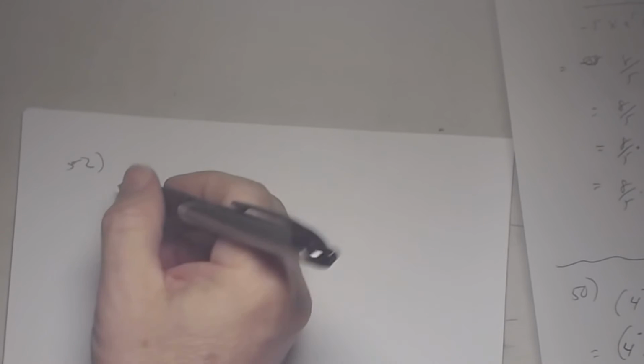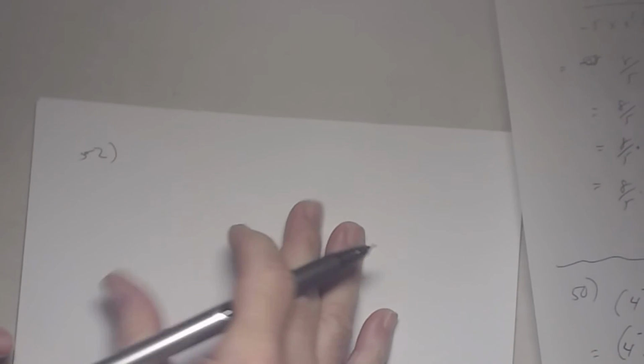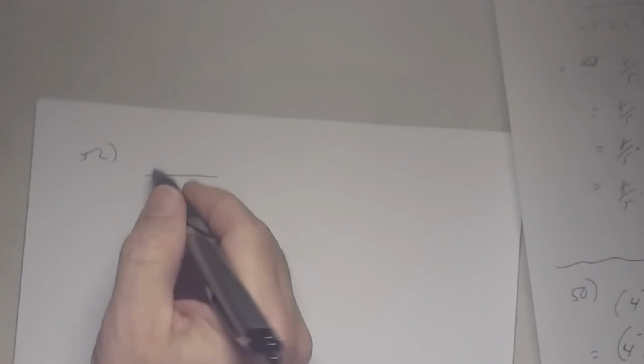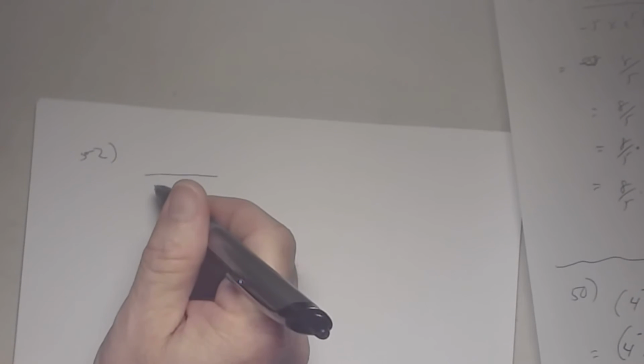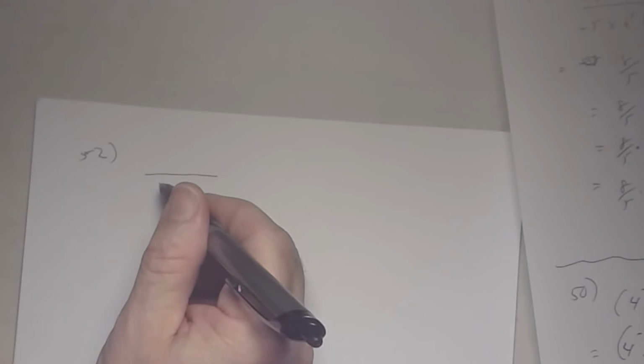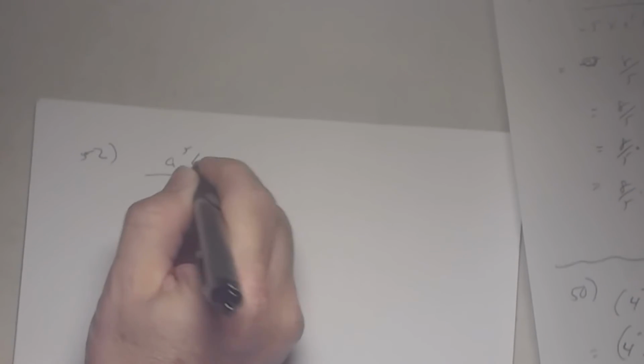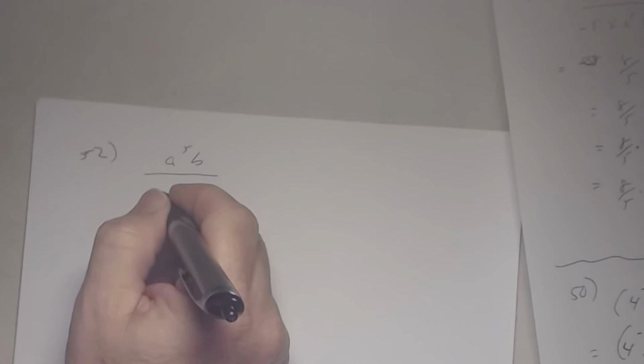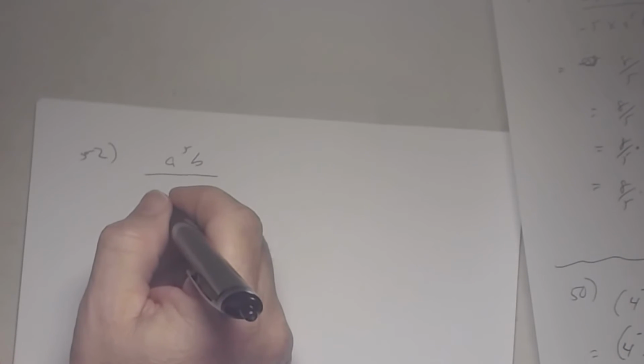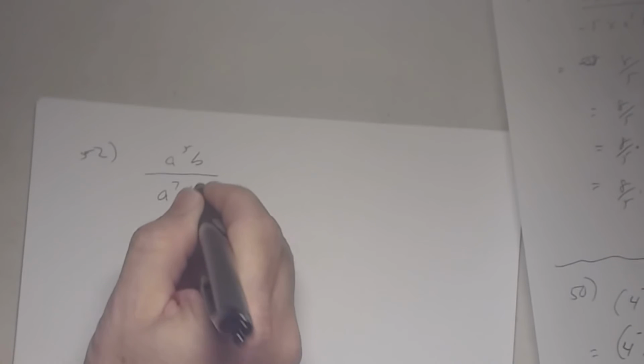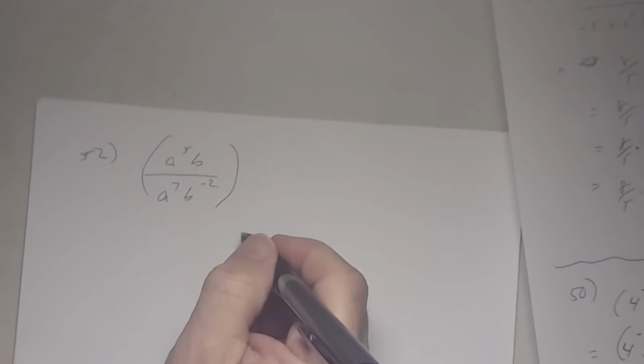52. All right, 52. You have this. Okay, so it looks like this. I'm not going to say the words because some of the words have to do with the rules. So I'm going to not say the words. I'm just saying this is what it looks like. All right, 52, you have a to the fifth, b, over a to the seventh, b to the negative second, all raised to the negative third.